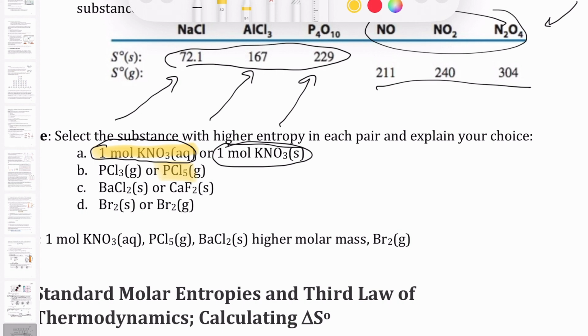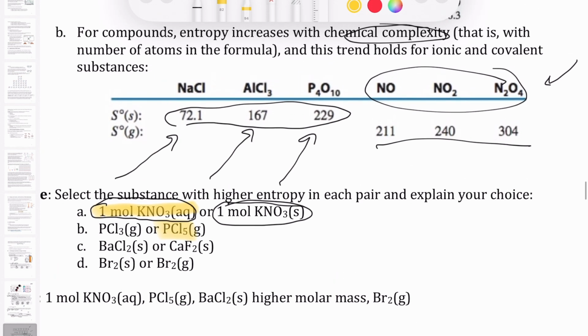What about BaCl2 and CaF? These are both ionic compounds. They're both solids, so state of matter and the ionic or covalent type is not going to change. But you can see that barium chloride has a higher molar mass overall compared to CaF. So we'll expect barium chloride to have higher entropy, okay?